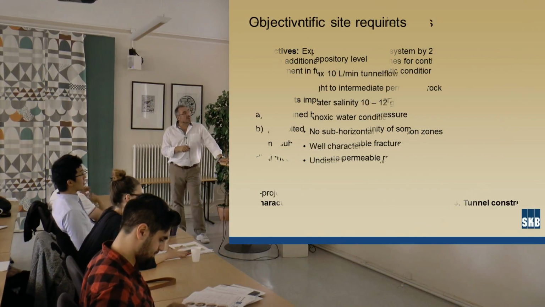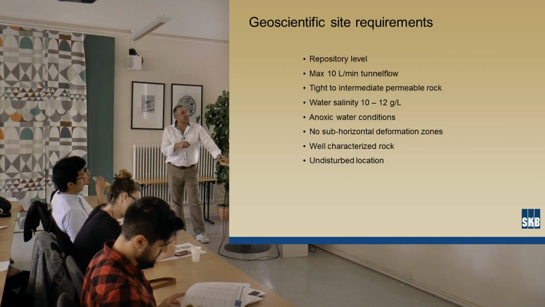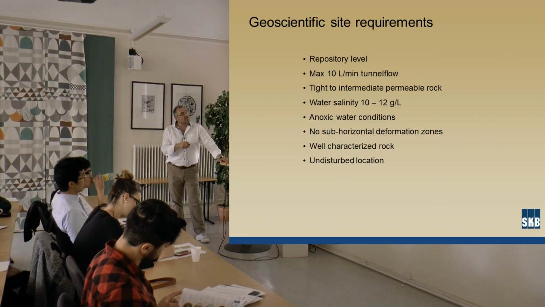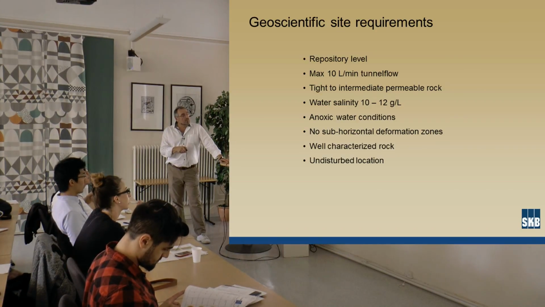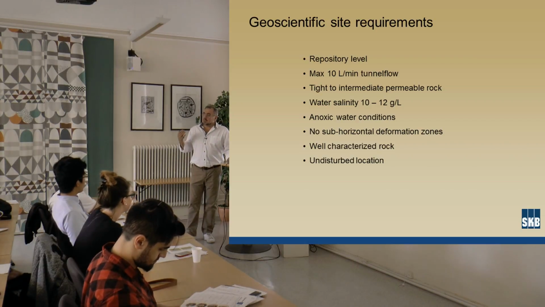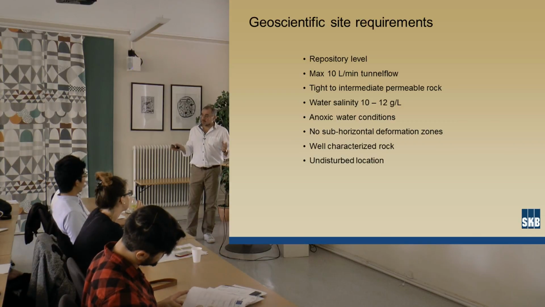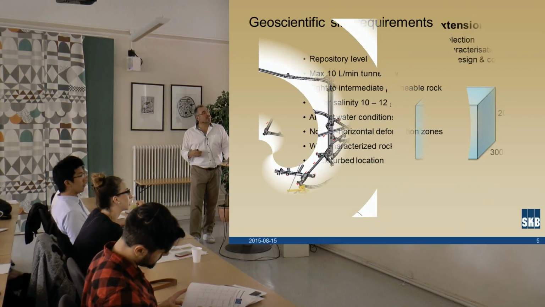The geoscientific requirements here basically cover what I have already mentioned, plus some additional requirements. Maximum tunnel inflow, 10 liters a minute, water salinity, 10 to 12, anoxic water condition, and then also undisturbed, so we shouldn't disturb. One big issue is that there are different experiments going on and they should not influence each other. So this takes great consideration when locating the site.